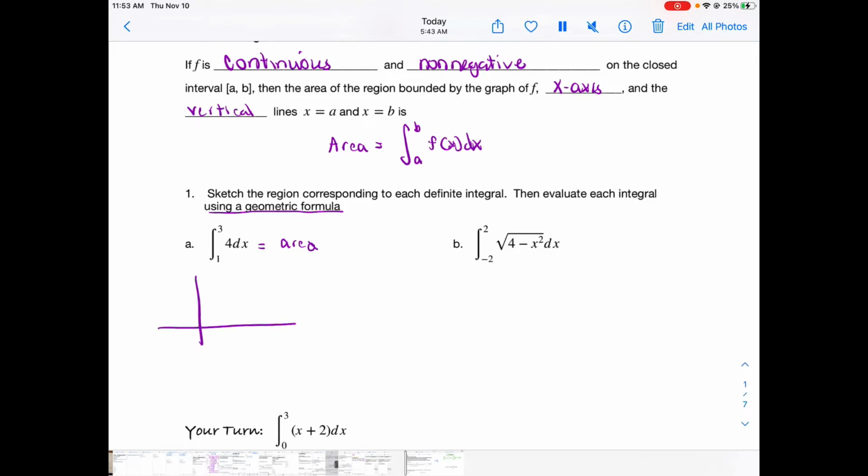So our function is 4. That means we have a horizontal line at 4. And then we want to find the area under this curve, between this curve and the x-axis, starting at x equals 1 all the way to x equals 3. So I'm going to draw a vertical line at x equals 1 and another vertical line at x equals 3. And the area between those two lines, the x-axis and the line y equals 4, is what we're trying to find.